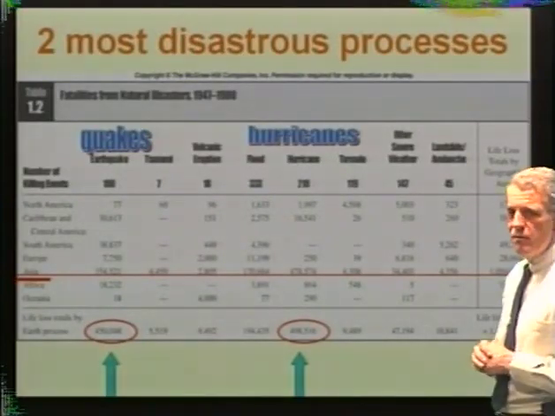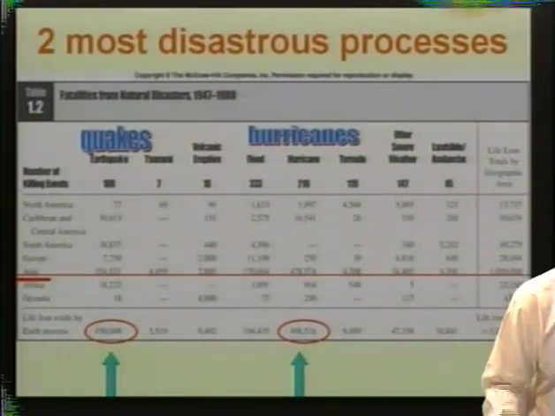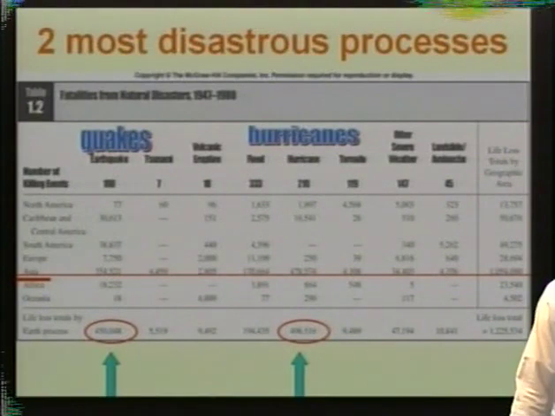Here's something you need to remember, though. And you're going to live in different parts of the world. You're going to be close to these natural disasters. The two most disastrous processes are 1, earthquakes, and 2, hurricanes.